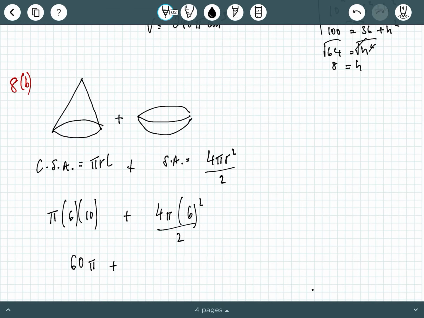Plus 6 squared is 36. 4 times 36 is 72. No, it's not. Hold on. That might be half of it. Hold on. 6 squared is 36, times 4 is 144, divided by 2 is 72. So that works out to be 72 pi. You add the two together. So 60 plus 72 gives you 132 pi centimeters squared.